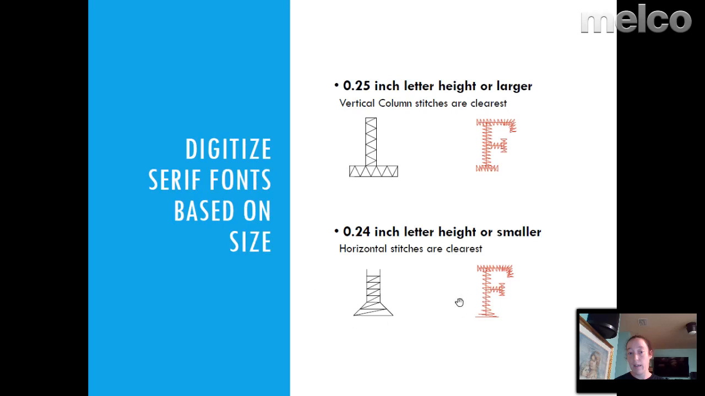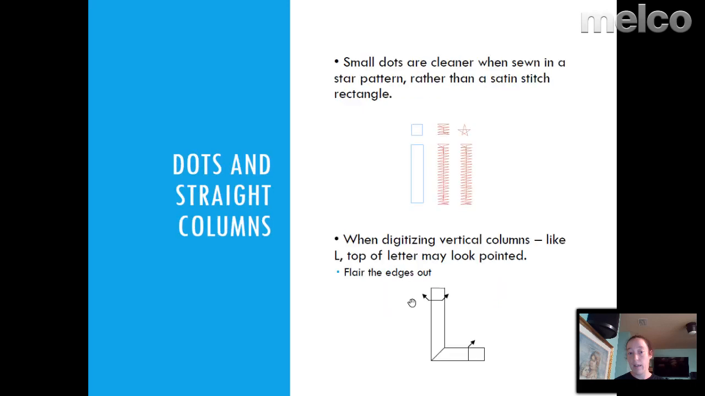These are all in the document file there, so you can review them later. It's just different columns and how you should sew them out. When you're dealing with eyes and small dots, you'll get it cleaner if you sew it as a star rather than side to side. And plus, it's fewer stitches.